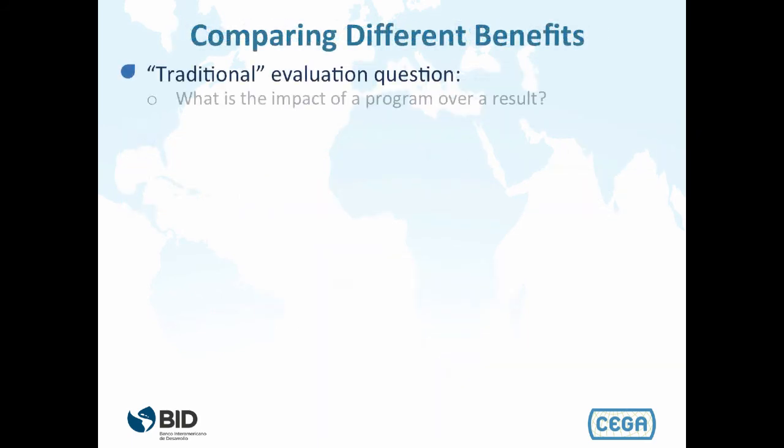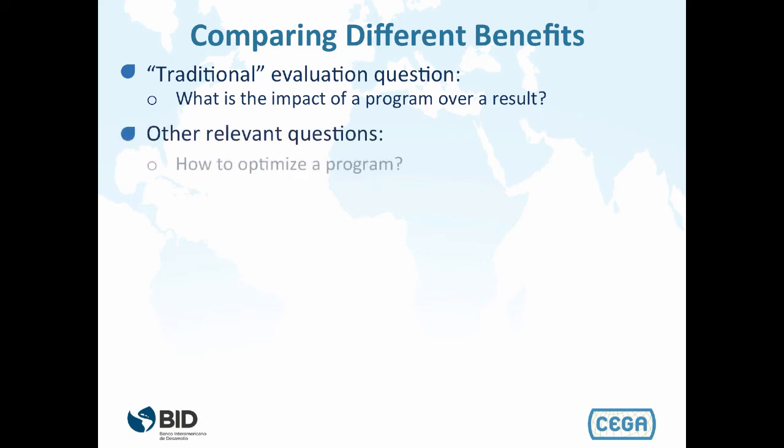We might think about a different type of evaluation question. Our traditional evaluation question is, what's the impact of a program on a result? Other relevant questions have to do with how best to optimize the program. If we changed the benefit design, would we improve outcomes? For example, what's the optimal level of a benefit? What's the right level of the cash transfer?